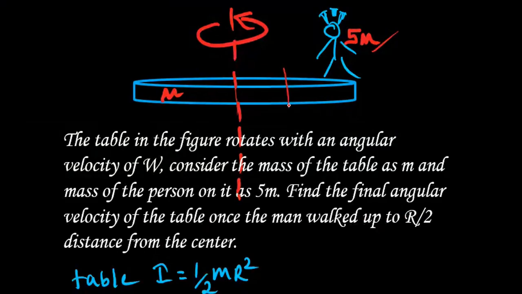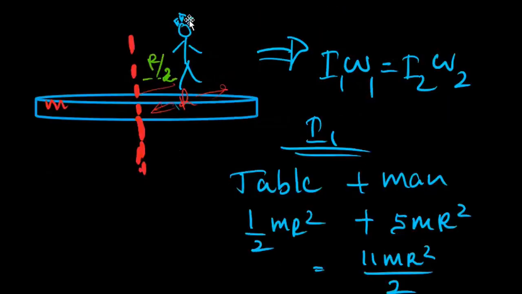from the center. Right, and they have given the moment of inertia of the table as half mr squared, so we can consider the table as a disk. Right, then the person has moved r by 2 distance from the center. Right, okay, the person is here now. So what we have to do is apply conservation of angular momentum.